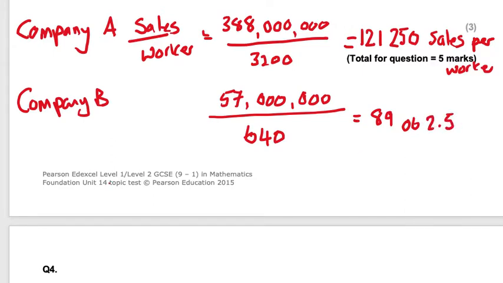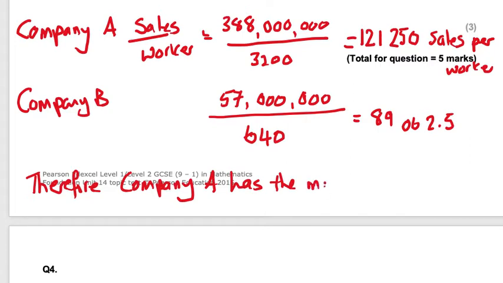And then you have to write a communication statement. To get those 5 marks, you have to write a communication statement. Therefore, company A has the most sales per worker.